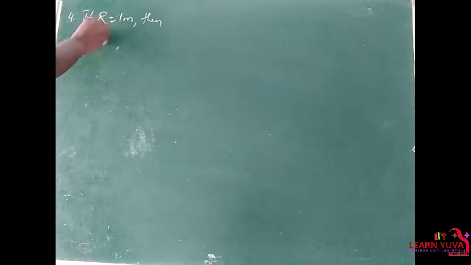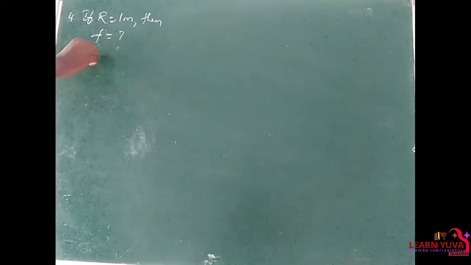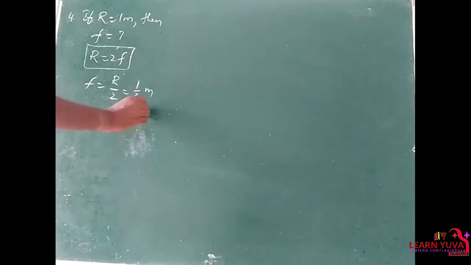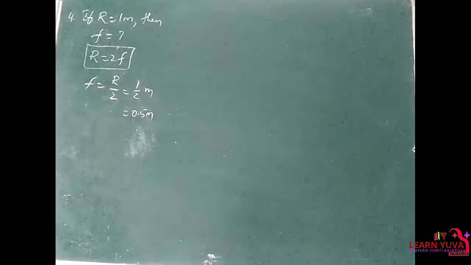Problem: if r is equal to 1 meter, then f is equal to? So we have the relation r is equal to 2f. Here r is the radius of curvature and f is the focal length. He gave r, and we have to find f. So f is equal to r by 2. The r value is 1 by 2 meter, so this is nothing but 0.5 meters.